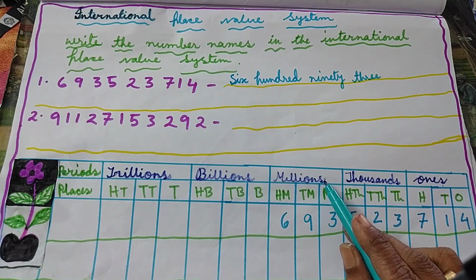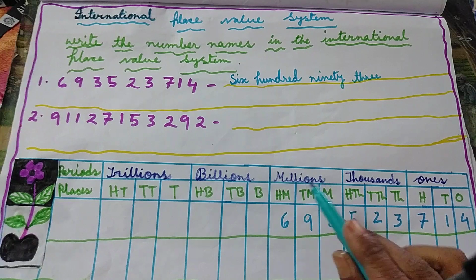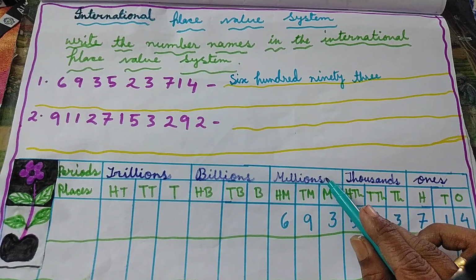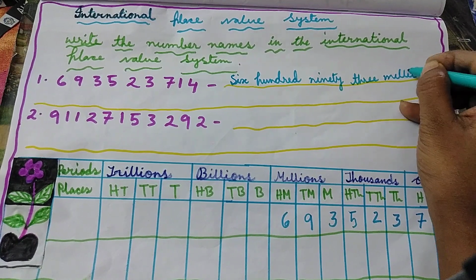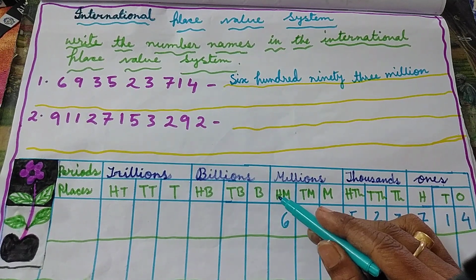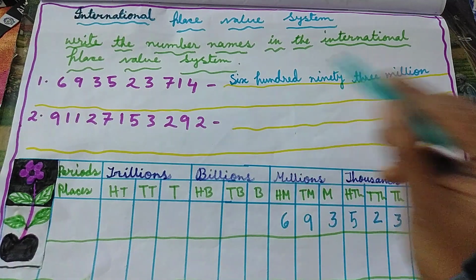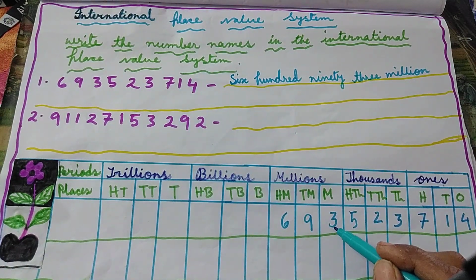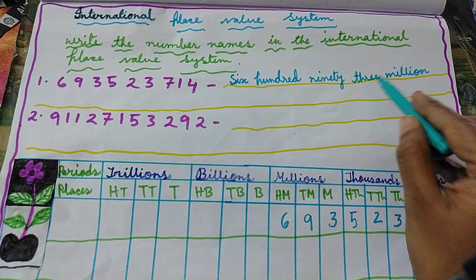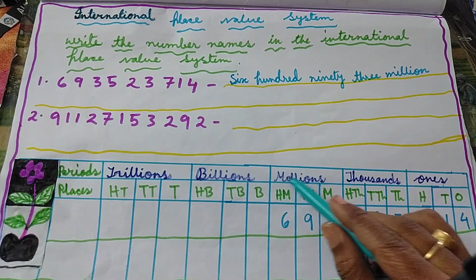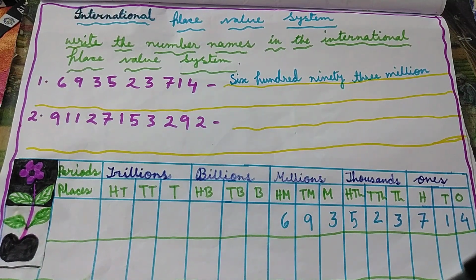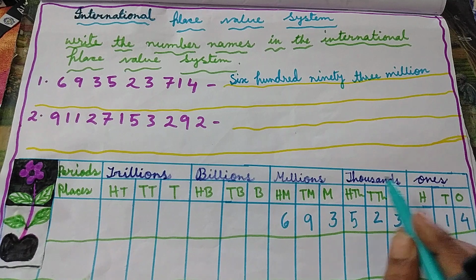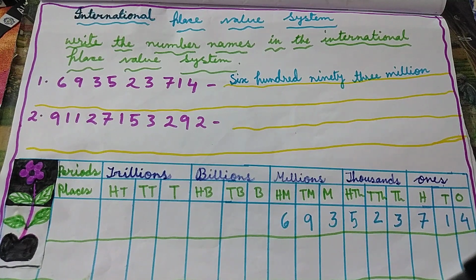Then what to write? Write the period. Million. 600. 9 and 3 togetherly makes 93. 93. Then million. Write the period. Million. Okay, complete. Then go to thousands period.